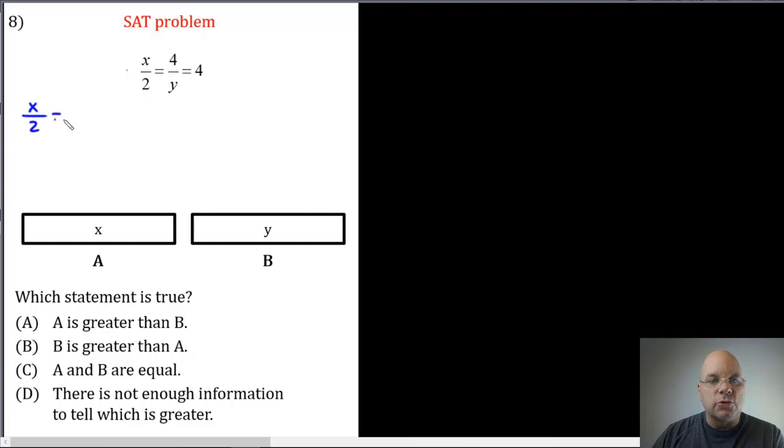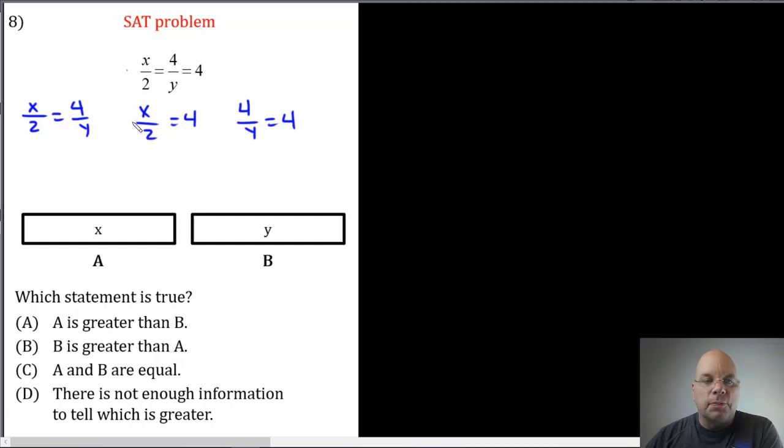x divided by 2 is equal to 4 divided by y. It's also telling us that x divided by 2 is equal to 4. It's also telling us that 4 divided by y is equal to 4. And so we have all these different equations that we can solve. We can use these two on the right to solve for x and y.